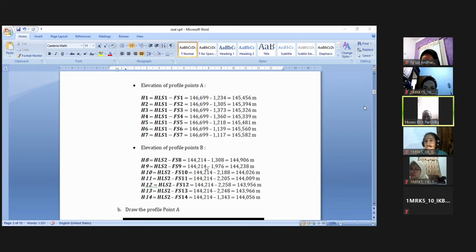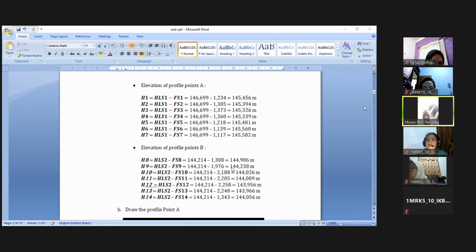Then we continue with the elevation at point 2. It will be equal to the elevation of line of sight 1 minus the foresight at point 2. So it will give us something like 145.394 meters. Then we continue until we reach point 7. That marks the end of the elevation of profile points at A. Now we go to the elevation of profile points at B.